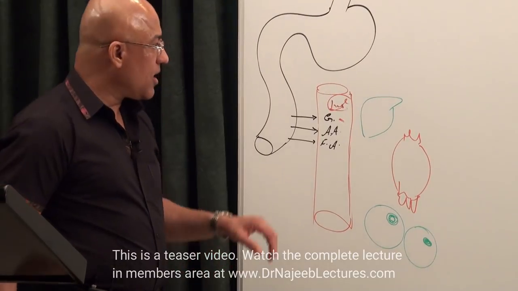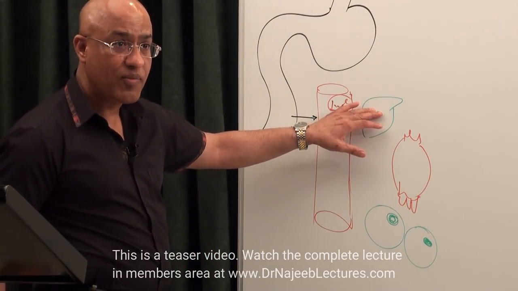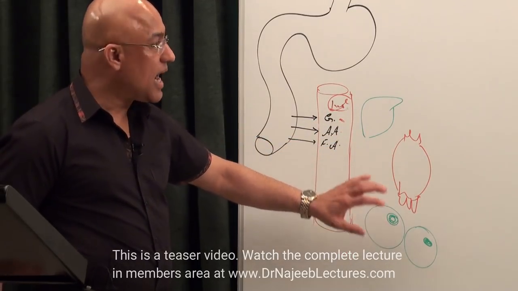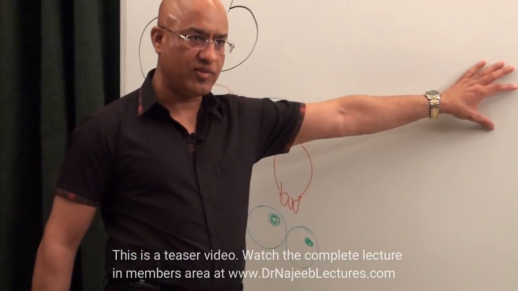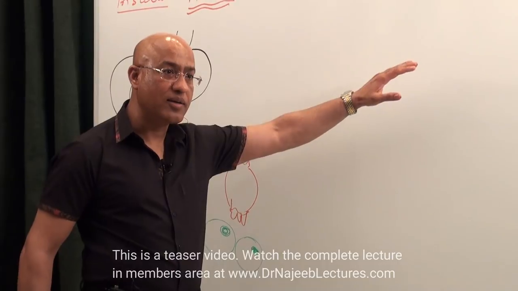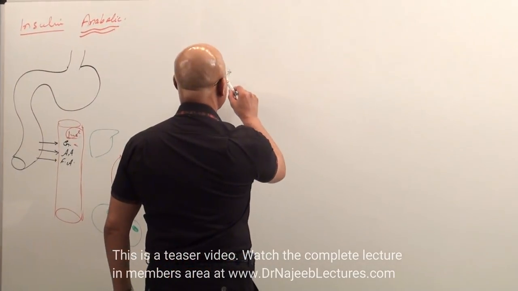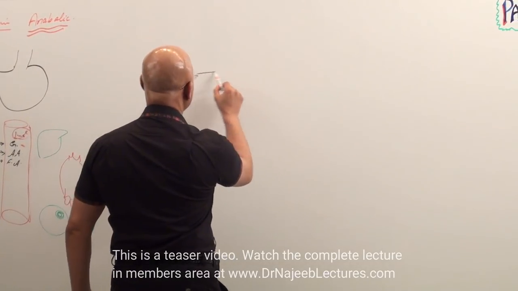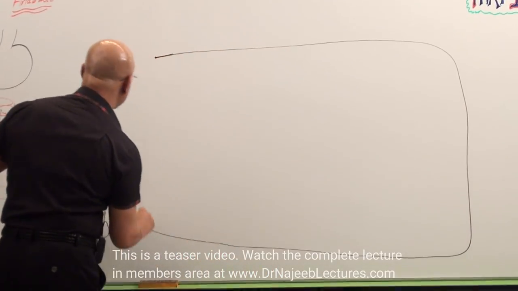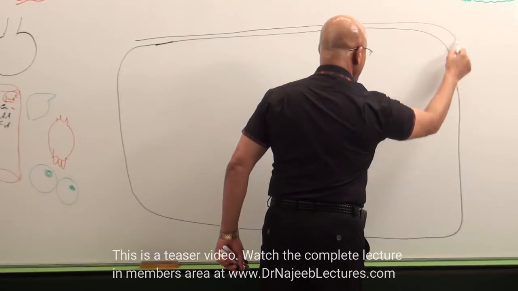Of course, insulin will work on the hepatocytes, or muscle cells, or lipid cells. I will draw one hypothetical cell here and show how insulin works. Let's suppose this is my hypothetical cell. Of course, its cell membrane is made of a lipid bilayer.